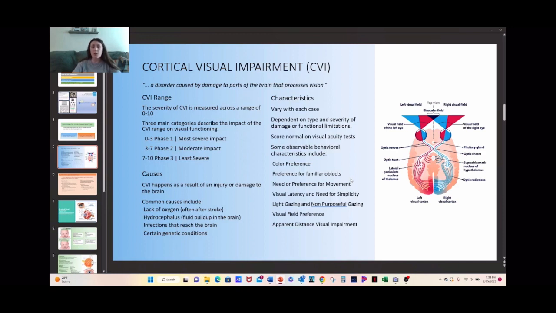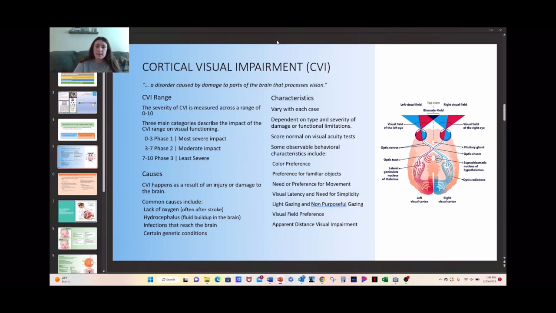Children with CVI also tend to show a preference for familiar objects or faces. This is because visual processing as a whole is difficult for children with CVI. So naturally, the brain is going to process visual input that it's already had a chance to process in the past.